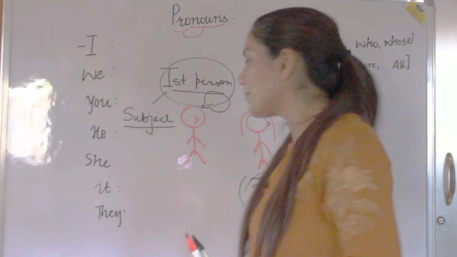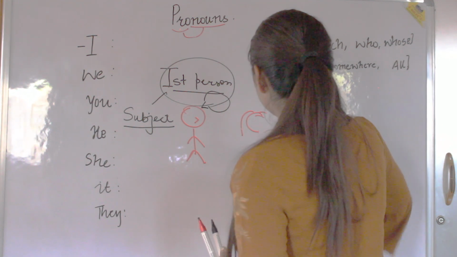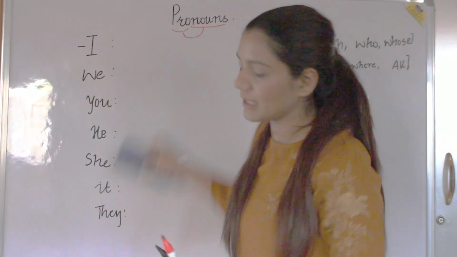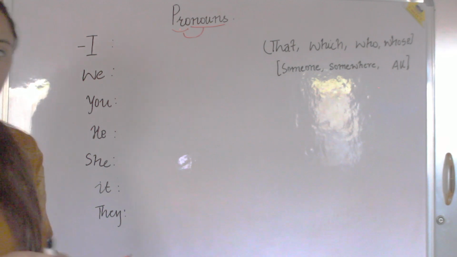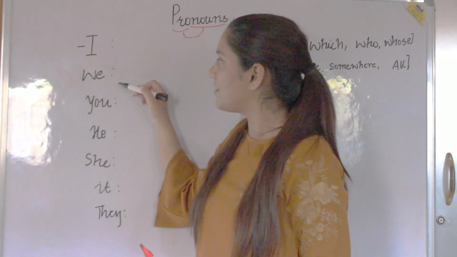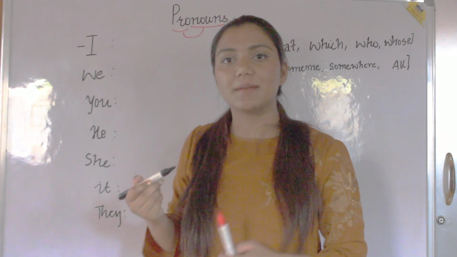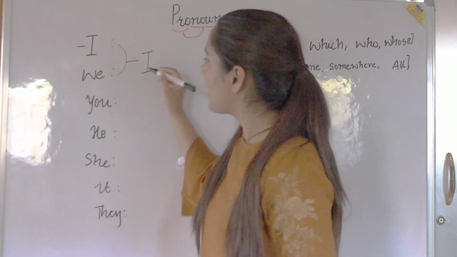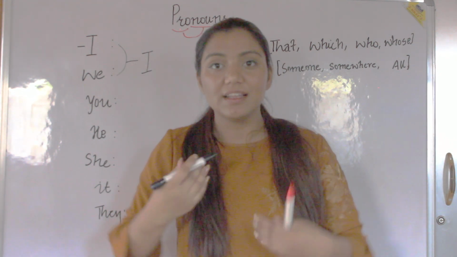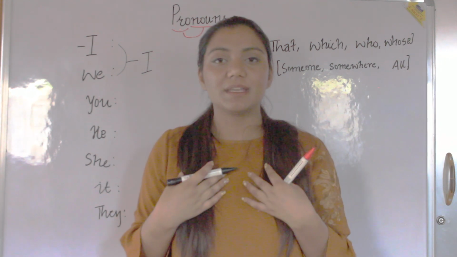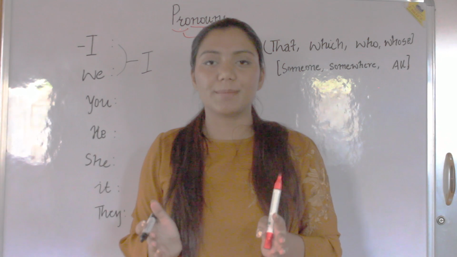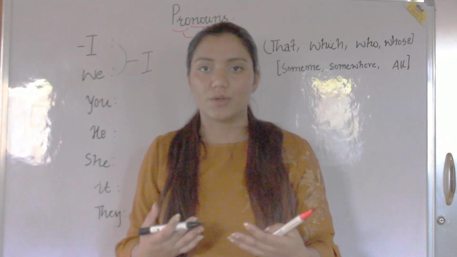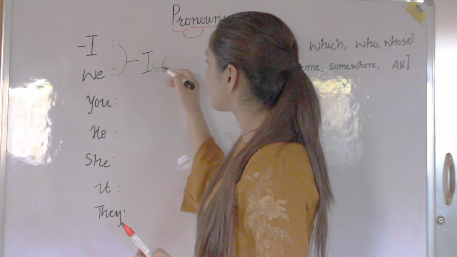Okay, so now we have some pronouns written on our board. Let's try and see if we can name which ones of these are first person, second person and third person. Tell me, I, we, are these first person, second person or third person? I and we are first person, because if I say I am a girl, I am speaking. If I am speaking on behalf of a group, and I say we are from Kashmir, then again I am the one who's speaking. So both of these are first person.